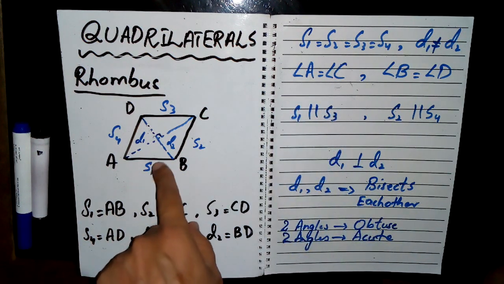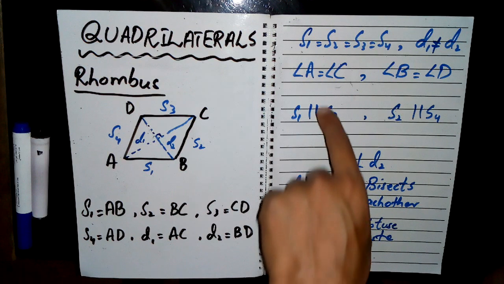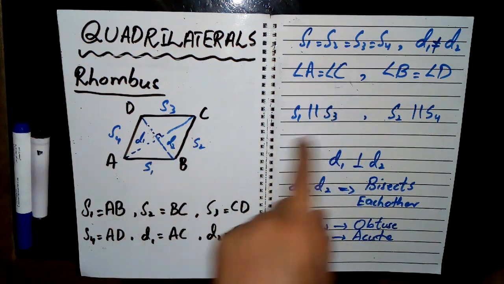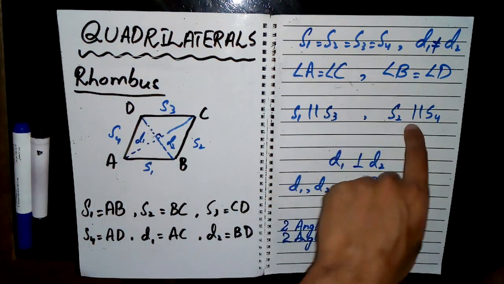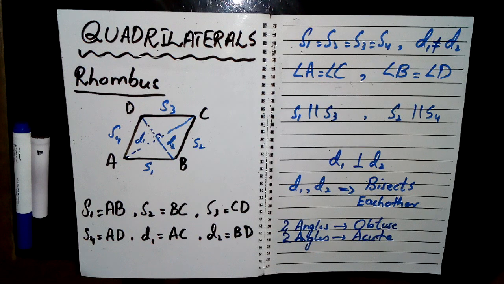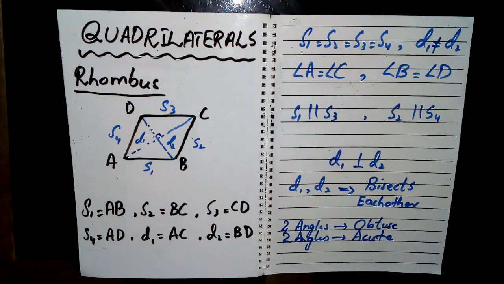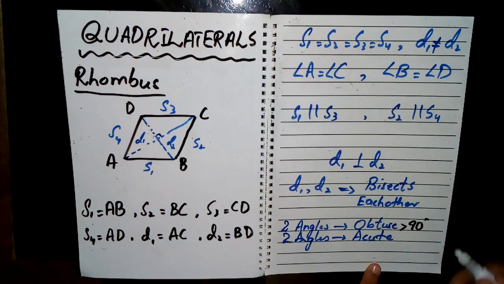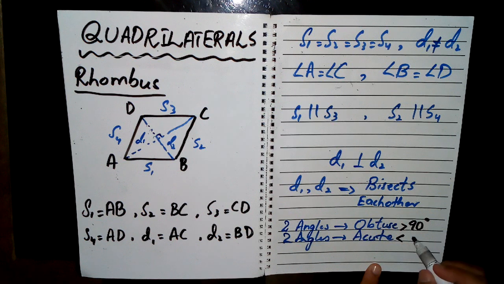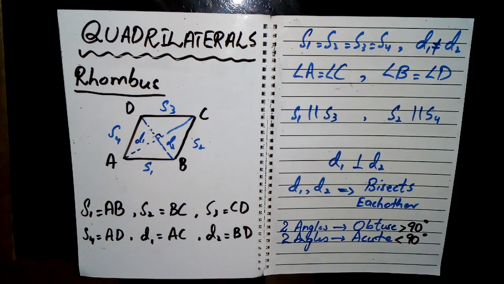In this rhombus, the opposite angles are the same, that is angle A equals angle C, these two angles are opposite, and angle B equals angle D, these two angles are opposite. The opposite sides are parallel while the diagonals are perpendicular, just like in a square, and the diagonals always bisect each other. Two angles are obtuse and two angles are acute. What is acute and what is obtuse? An obtuse angle is greater than 90 degrees, while an acute angle is less than 90 degrees.